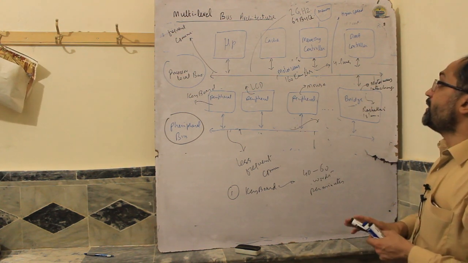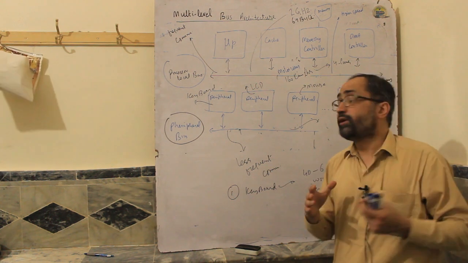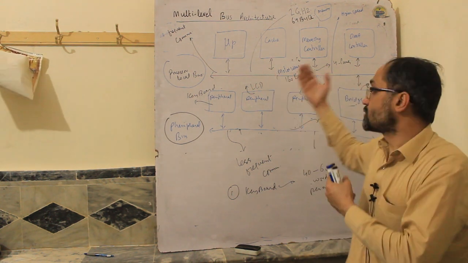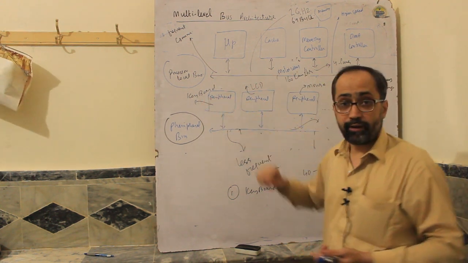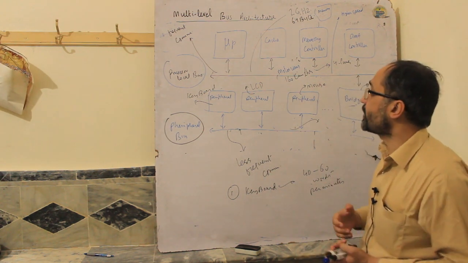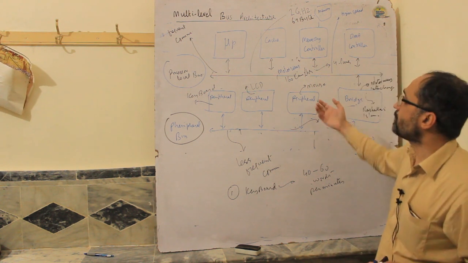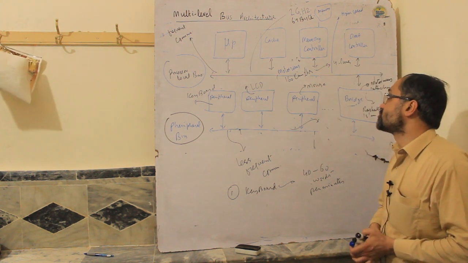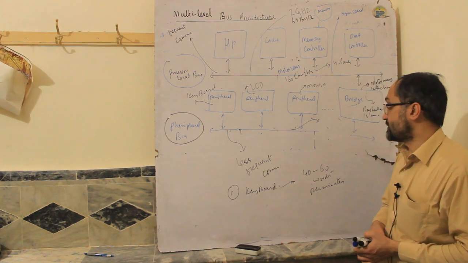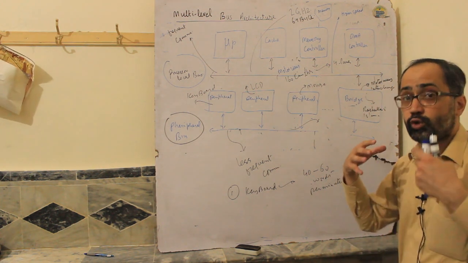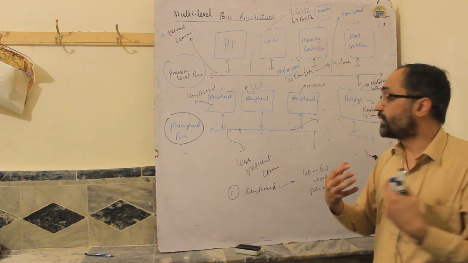So it means that we need to isolate the faster devices from the slower devices. A keyboard is a slower device, it does not generate too much traffic. An LCD is a slower device, it does not generate too much traffic, and a mouse is also a low traffic device. So we are now isolating the devices that are slower.